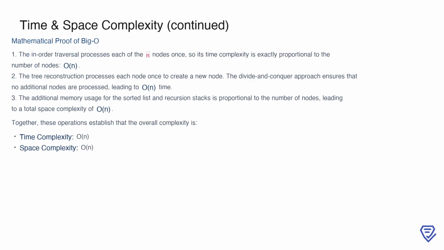To mathematically prove the big O complexity, consider the two main operations. First, the in-order traversal processes each of the n nodes exactly once, making its time complexity directly proportional to the number of nodes, n.